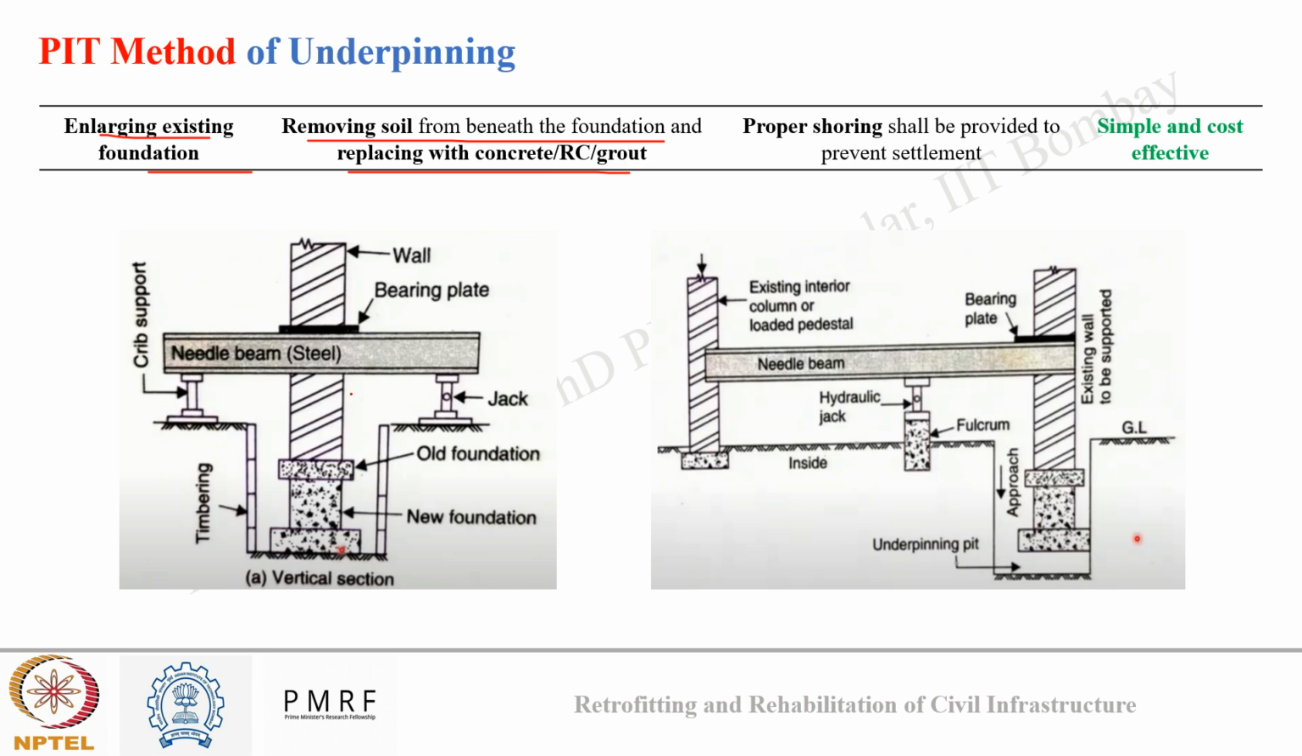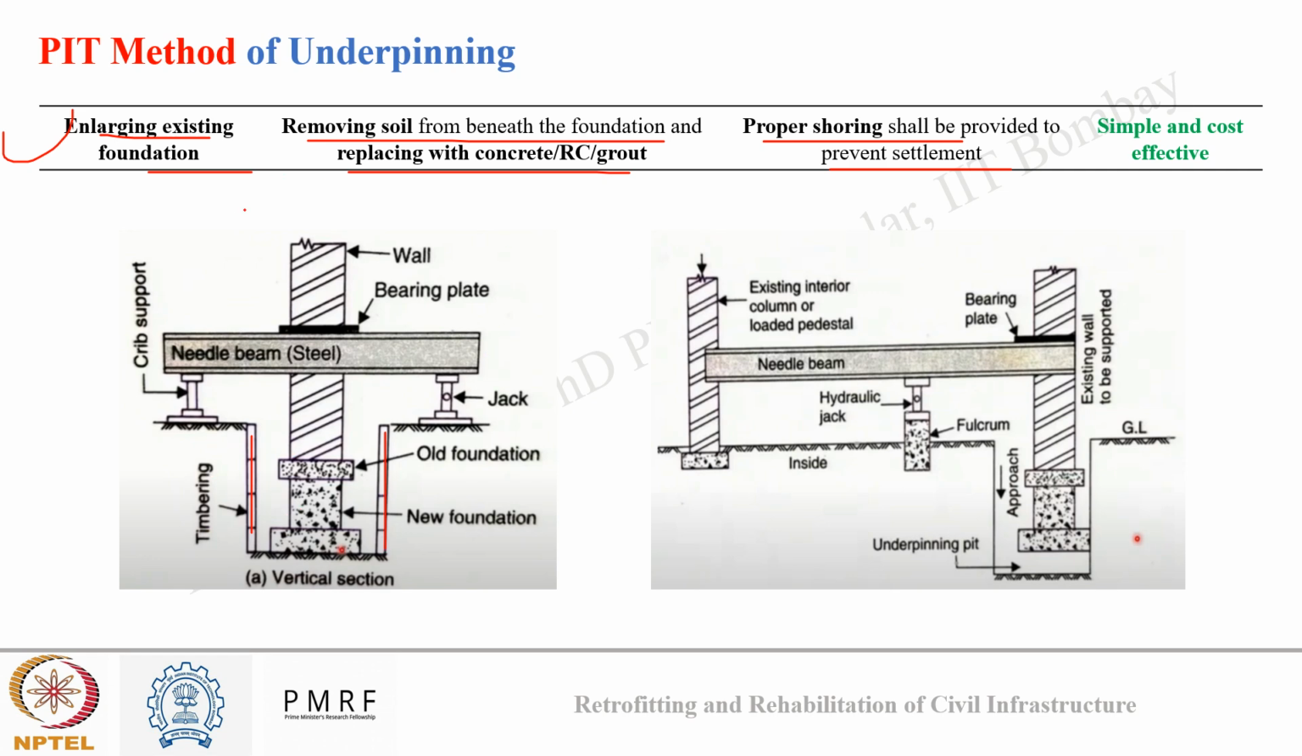Okay, so here what we do, I have an existing foundation. I will remove soil from all across the existing foundation, and I will place concrete in the pit. What this will do is increase the area of the footing, and this in turn will strengthen my foundation. An important thing here is that proper shoring shall be done to prevent any settlement. When I am digging the hole near the foundation, I should do proper shoring on the side so that there is no soil settlement occurring from the side.